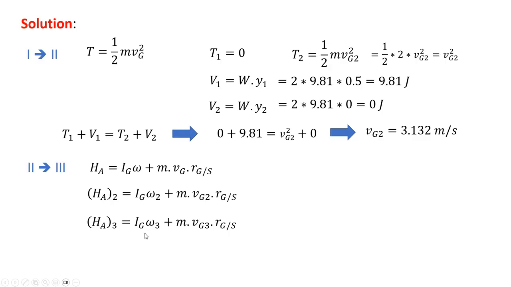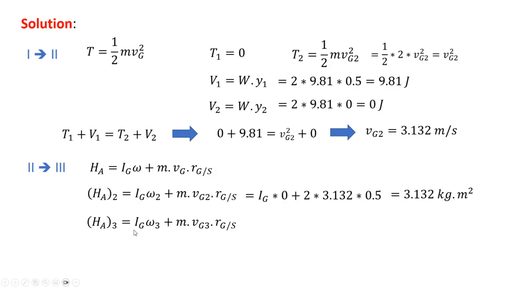The omega 3 is unknown, and the Vg3 is unknown. Anyway, we're going to start to put the equation. So the Ig multiplied by 0 for this part, because omega 2 is 0, plus the mass of 2 multiplied by the velocity of 3.132 multiplied by 0.5, which is the RGS. And this will give me the answer to be 3.132 kilogram meter squared per second.